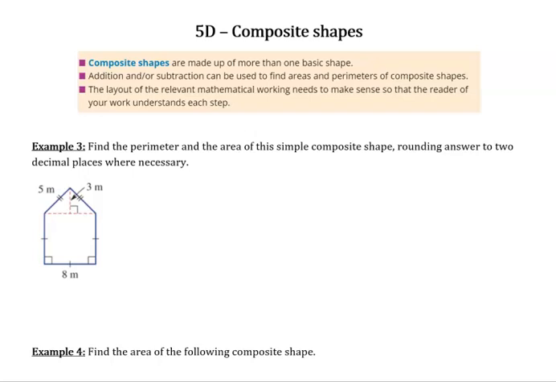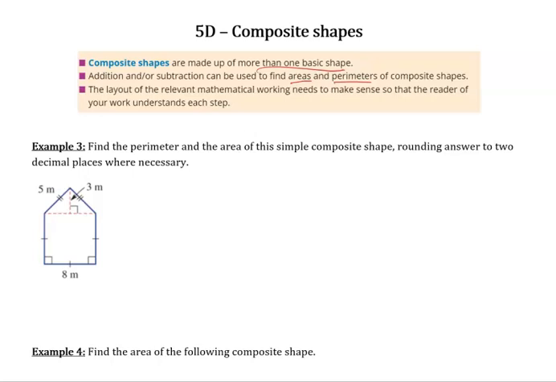Composite shapes are made up of more than one basic shape, so they are stuck together. You can add or subtract to find the area and perimeters. Just make sure you know which one you're looking for. So we know the rules of how to find this information. We just need to be kind of smart about it. The layout of the relevant mathematical working needs to make sense so that the reader of your work understands each step.